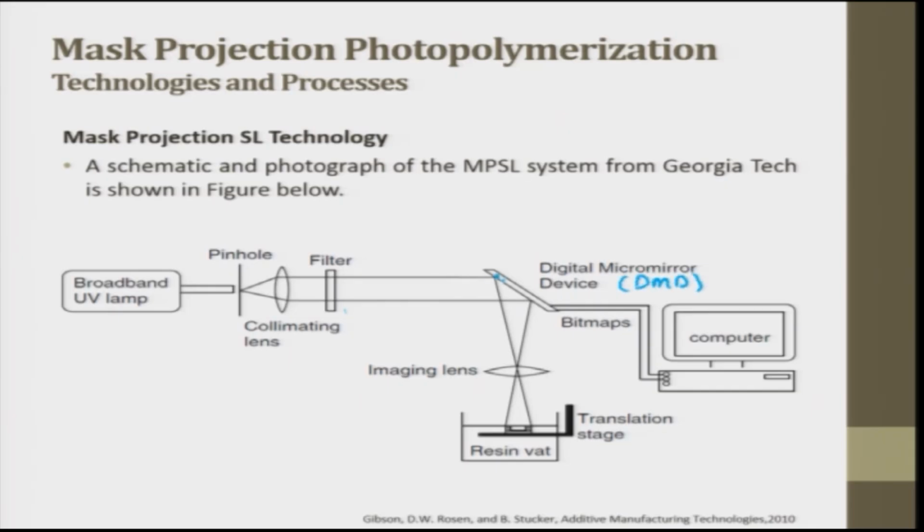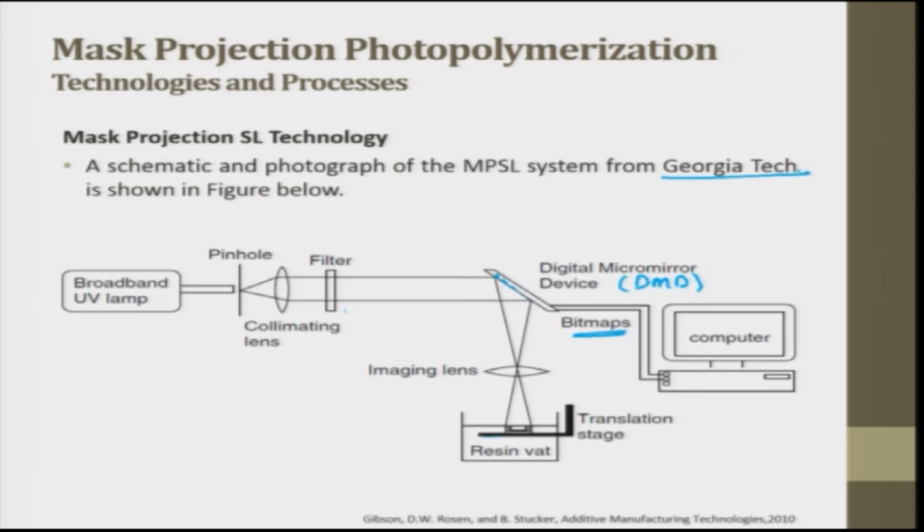So, you have a lot of small lenses. Whatever image comes through these lenses forms here and tries to form an imaging lens, and this is formed on the surface. So, this is a resin vat translation stage. A computer gives the information through this. Here the DMD works on the computer input. We do bitmaps. Bitmap information is given to the DMD and the mirrors swing, switch on, switch off, and then try to create a mask. This mask is projected onto the resin and you try to get it.